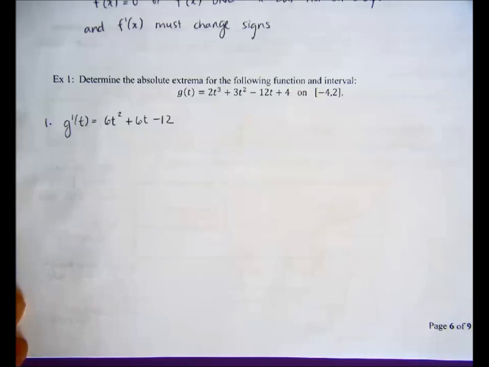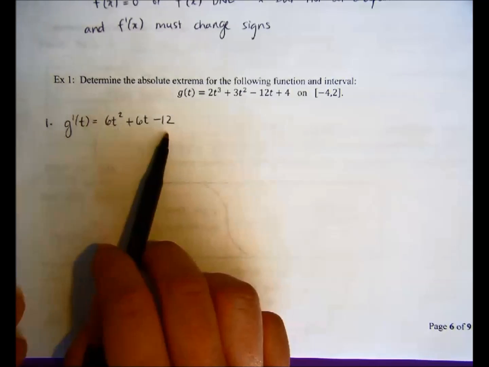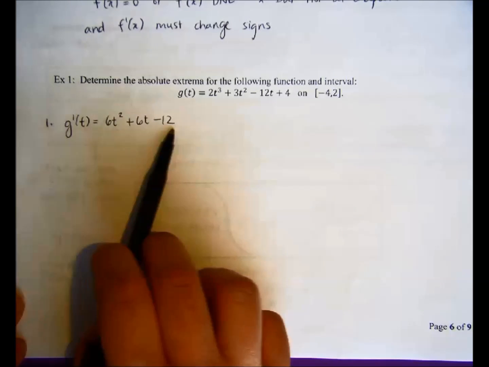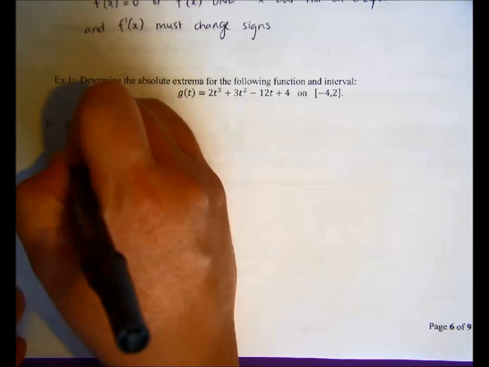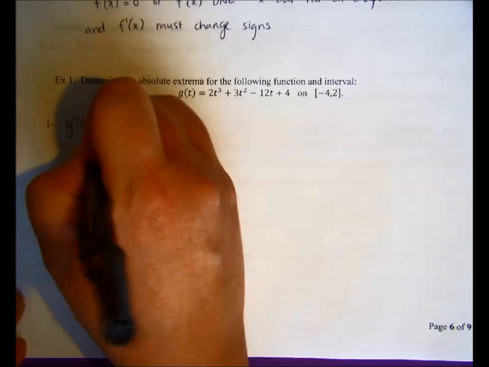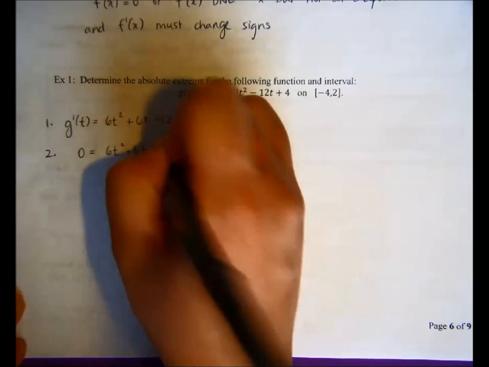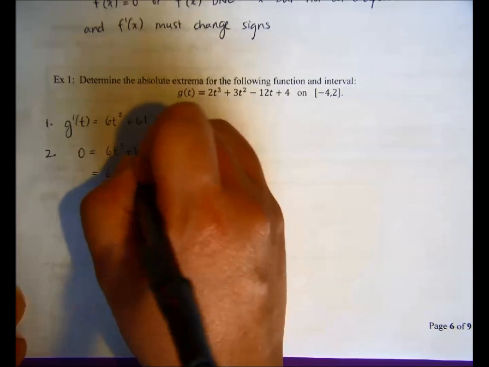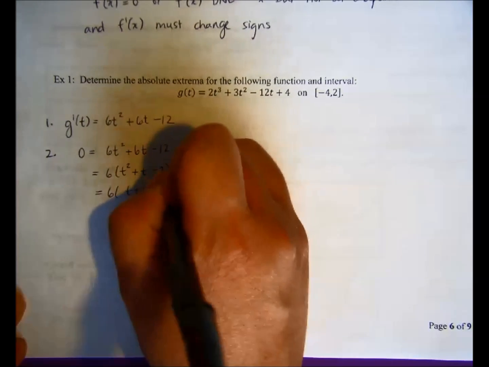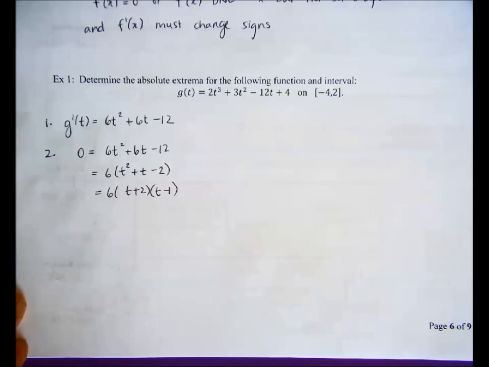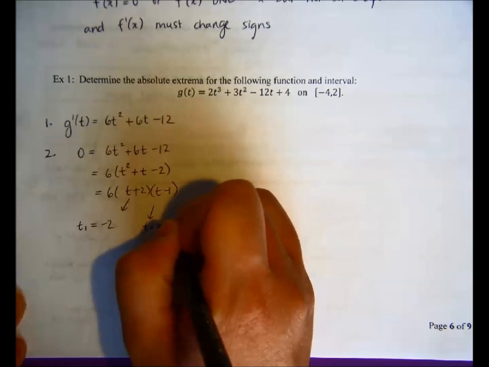And then we said that we have to figure out all the points where the derivative is equal to 0 or the derivative does not exist. Well, we can clearly see that this is a continuous function, so the derivative should exist at all points. So we're just going to set g prime of t equal to 0. So this is our step number 2. 6t squared plus 6t minus 12. We can factor out a 6. And we can factor this into 6 times t plus 2 times t minus 1. So all of a sudden, we have 2 critical points.